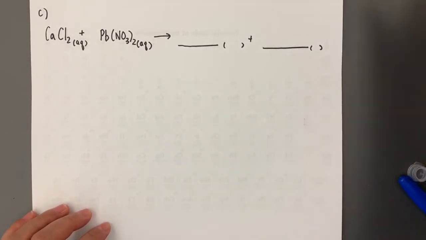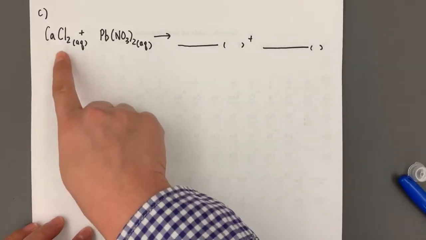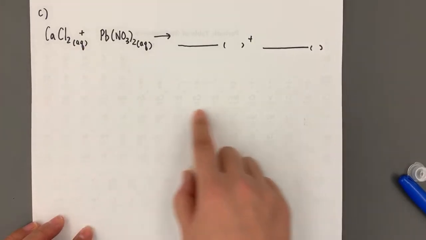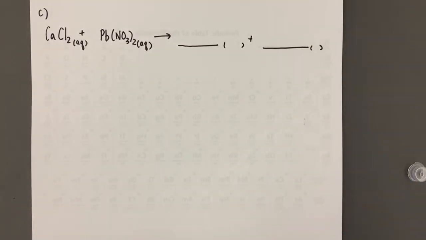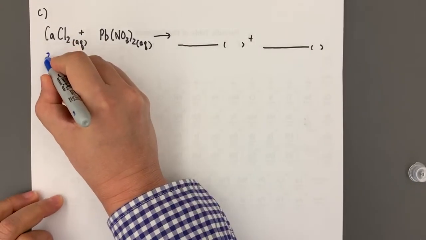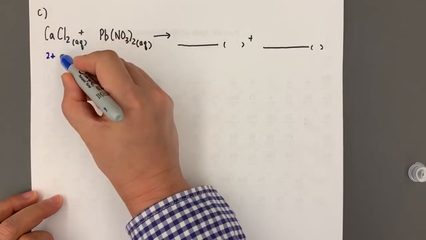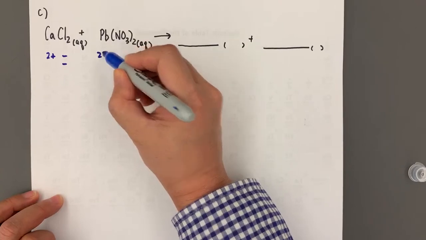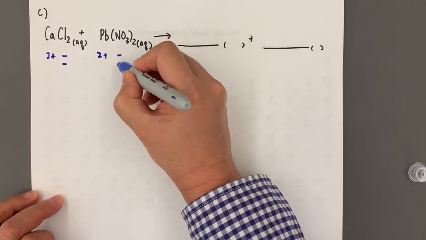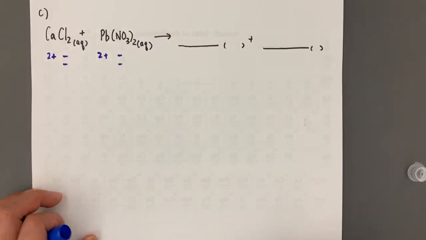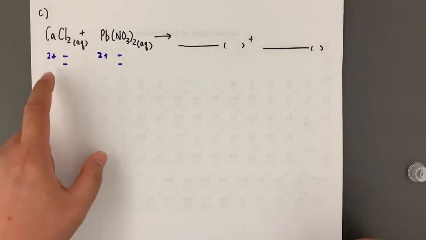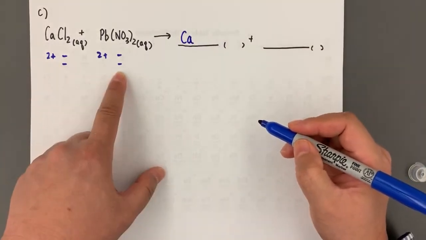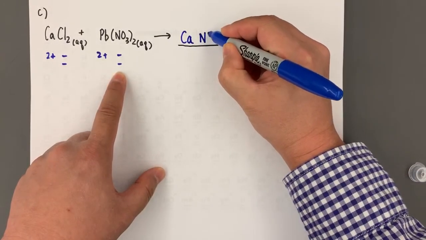For C, we are going to mix together calcium chloride and lead nitrate, okay? At this point, you're going to have to practice writing the double displacement reaction, okay? Remember, calcium is 2 plus, chloride is minus, and there are 2 of them. Lead is 2 plus, nitrate is minus, and there are 2 of them, okay? So if we're going to pair up the cation, and the cation is calcium, I'm going to pair it up with the other anion, which is nitrate, okay?